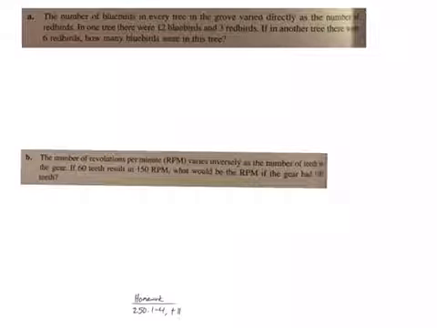Practice A says, the number of bluebirds in every tree in the grove varies directly as the number of redbirds. In one tree, there are 12 bluebirds and 3 redbirds. If in another tree there are 6 redbirds, how many bluebirds were in the tree? So first of all, it says the number of bluebirds varies directly as the number of redbirds. So I'm going to use a capital B for bluebirds and a capital R for redbirds. It varies directly, so B is going to be some number K times R.